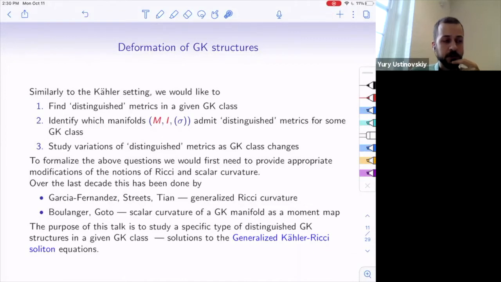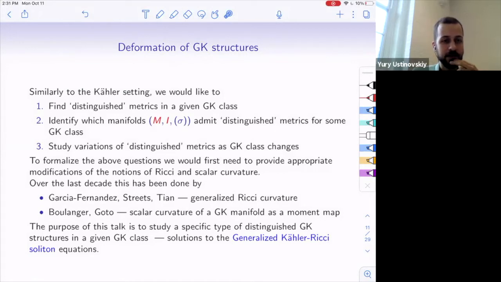So to formalize some of these questions and to make them similar to what people study in Kähler world, we need to generalize two notions. We need to generalize the notion of a Ricci curvature, because this is how distinguished metrics are normally defined in Kähler geometry, and it will also be helpful to generalize the notion of a scalar curvature.